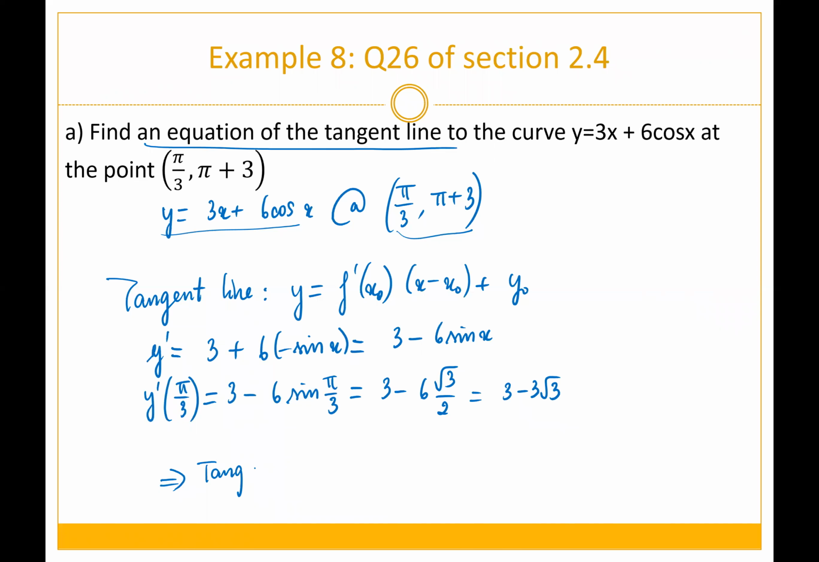Tangent line: y equals 3, this is the slope, times x minus pi over 3, plus pi plus 3. Or you can try to further simplify it. I try, but it doesn't really simplify that much, so I'll just keep it that way.